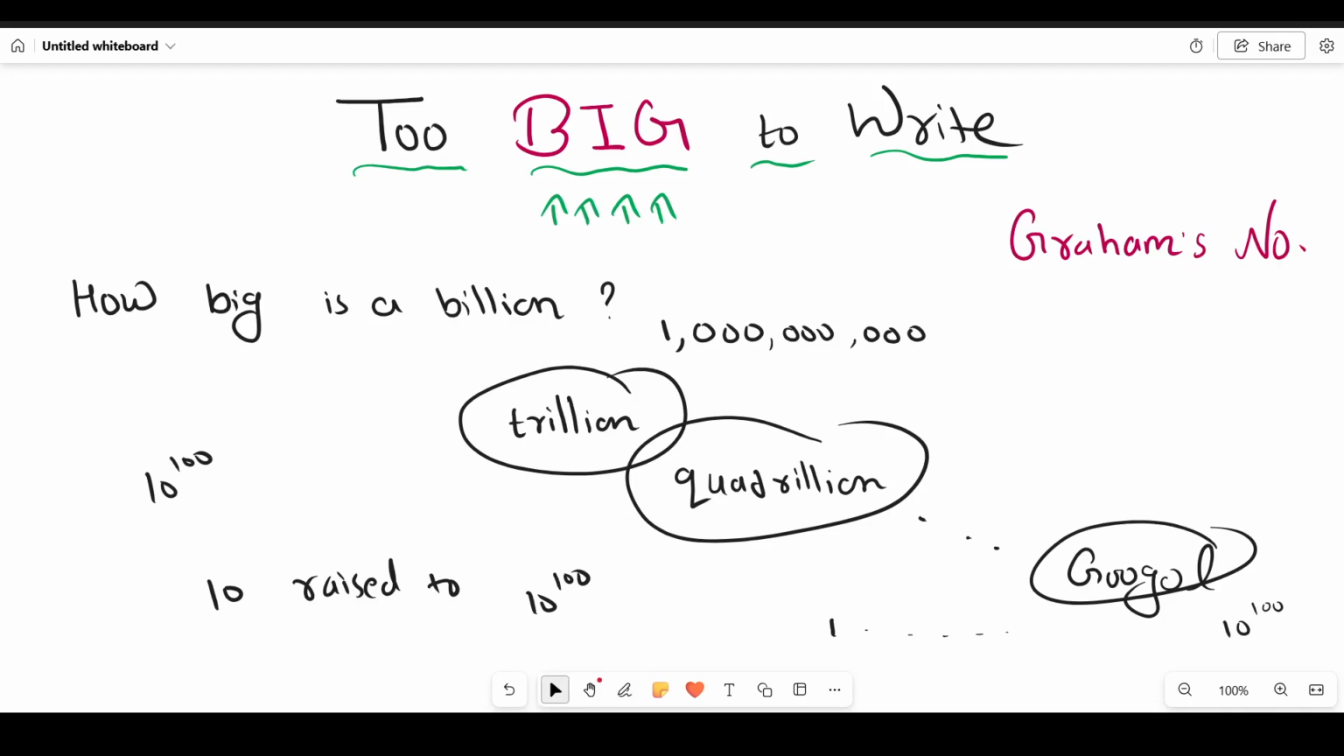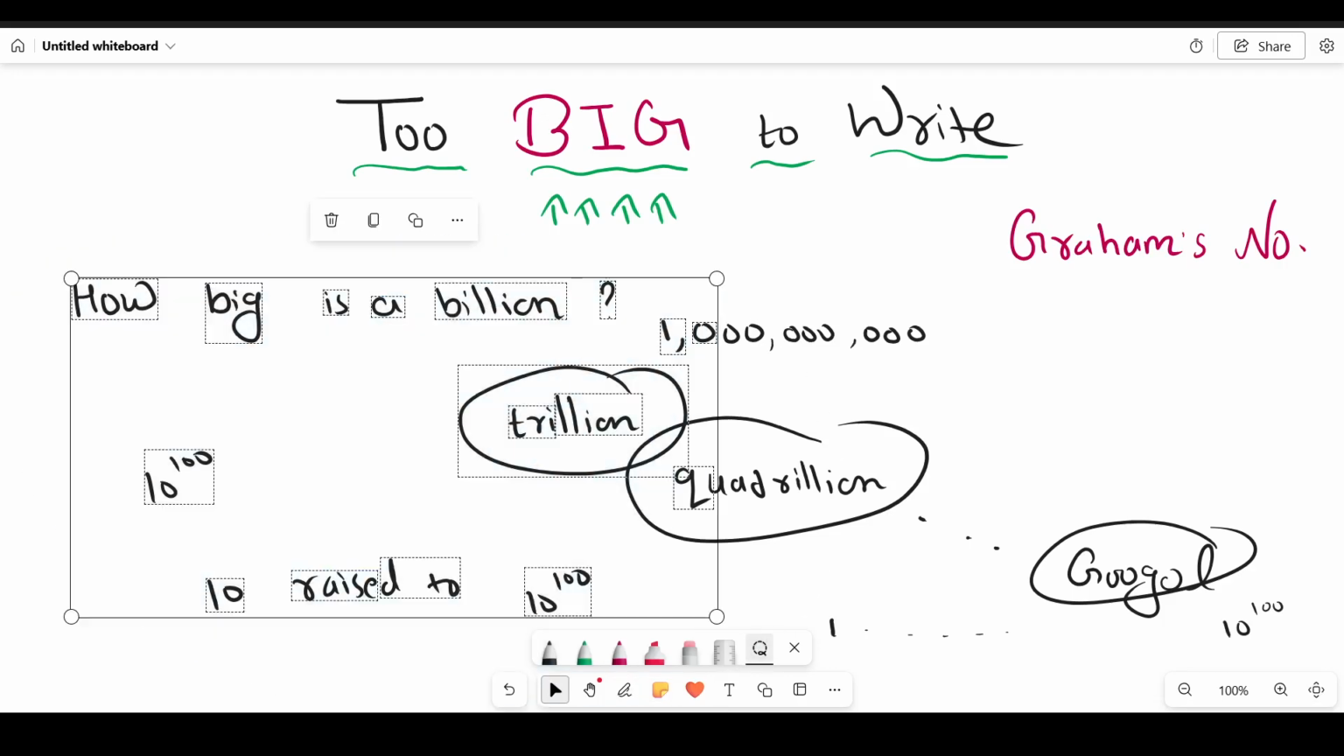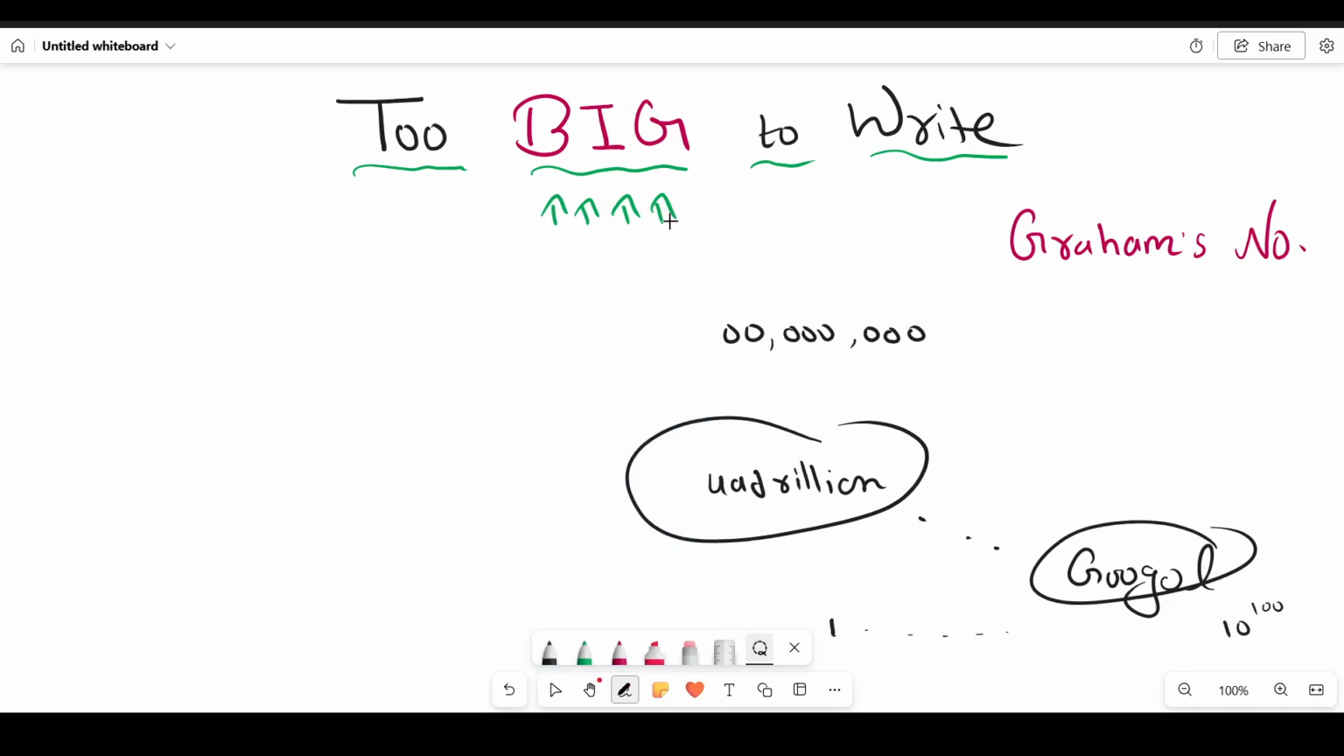Now what is up arrow notation? Let me erase all these things and let's start with the up arrow notation. Up arrow notation is these green arrows which you are seeing here. For example, 3 cubed is 27, correct? We can write it as 3 power 3 as 27. So this up arrow notation means the power.